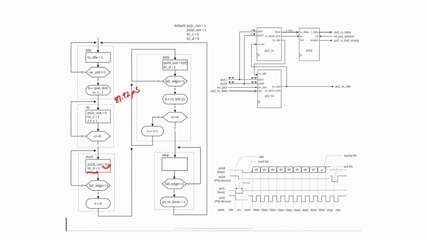What does it do in the start? It just puts a 0, and it detects a falling edge. This falling edge detector is exactly the same as the one in the receiver. It just makes sure that there's a negative edge in here. When it sees a negative edge, it moves to the next state, which is data. But before it does, I'm going to load n by 8 because I want to send 9 more bits.